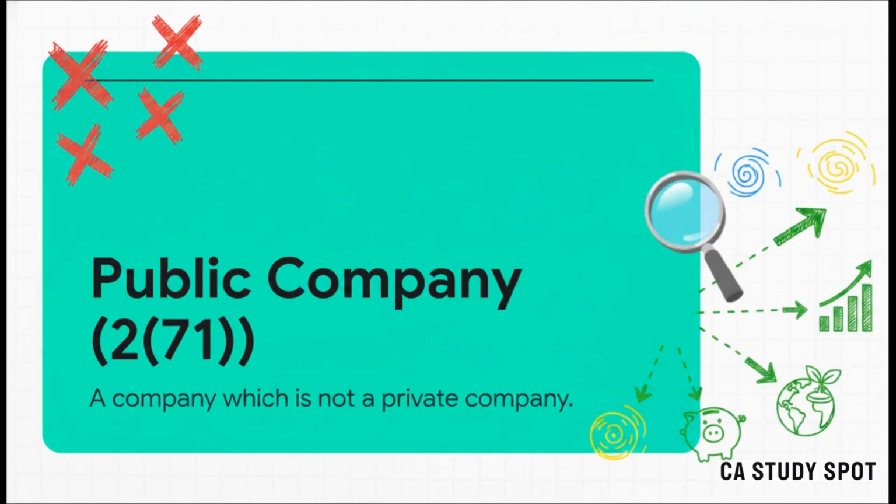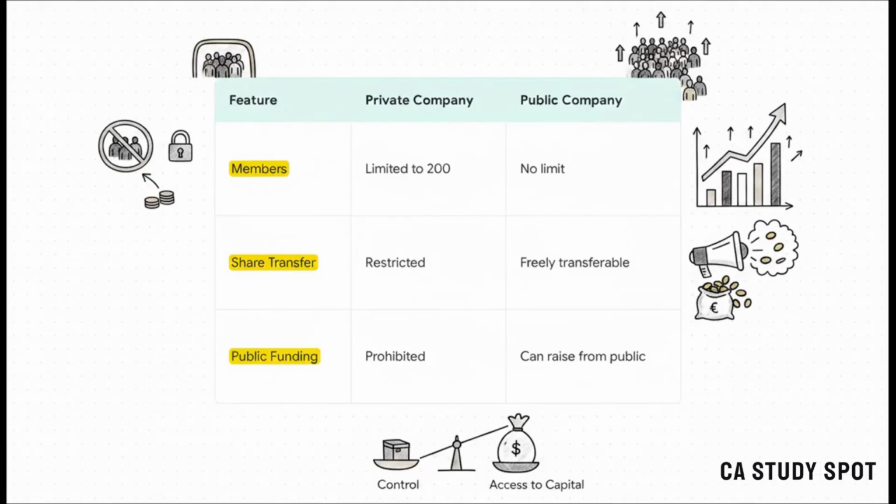So what's a public company? The legal definition is almost funny in its simplicity. It's any company that isn't a private company. But what that really means is it's free from those 3 big restrictions we just mentioned. And that freedom opens up a whole new universe for raising money and growing. Let's put them side by side. A private company, limited members, restricted share sales. It's all about control.